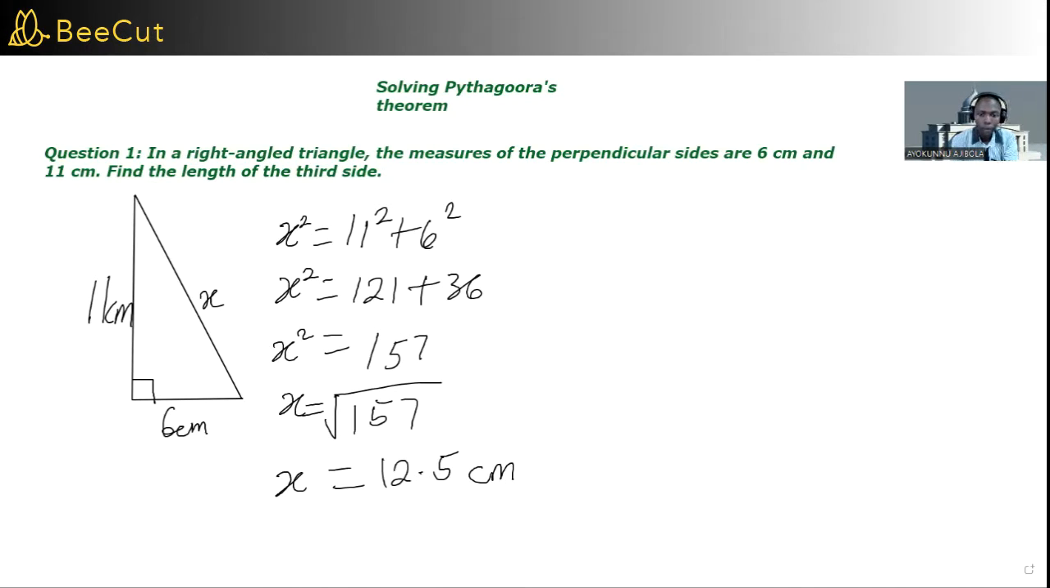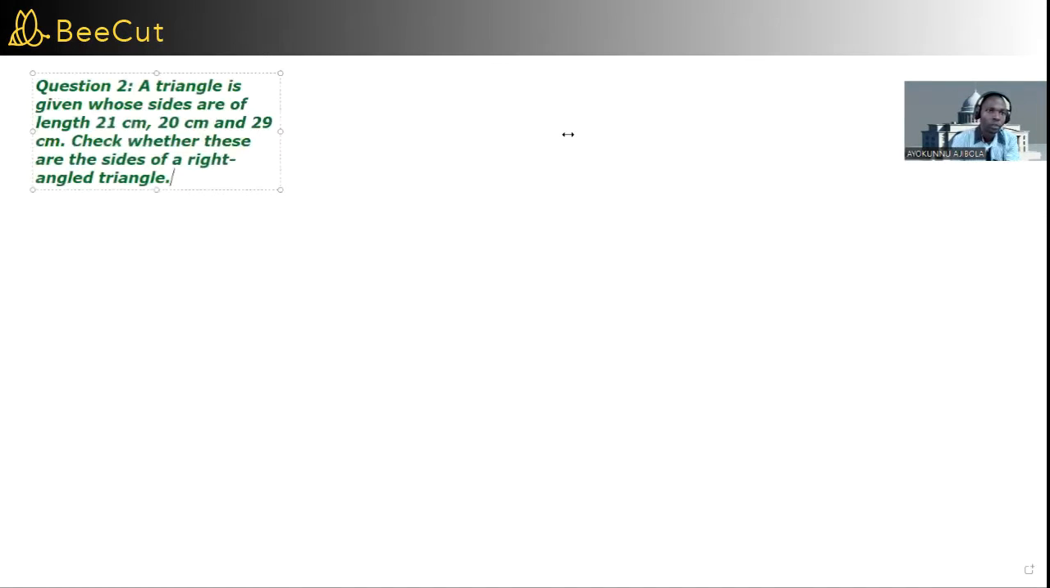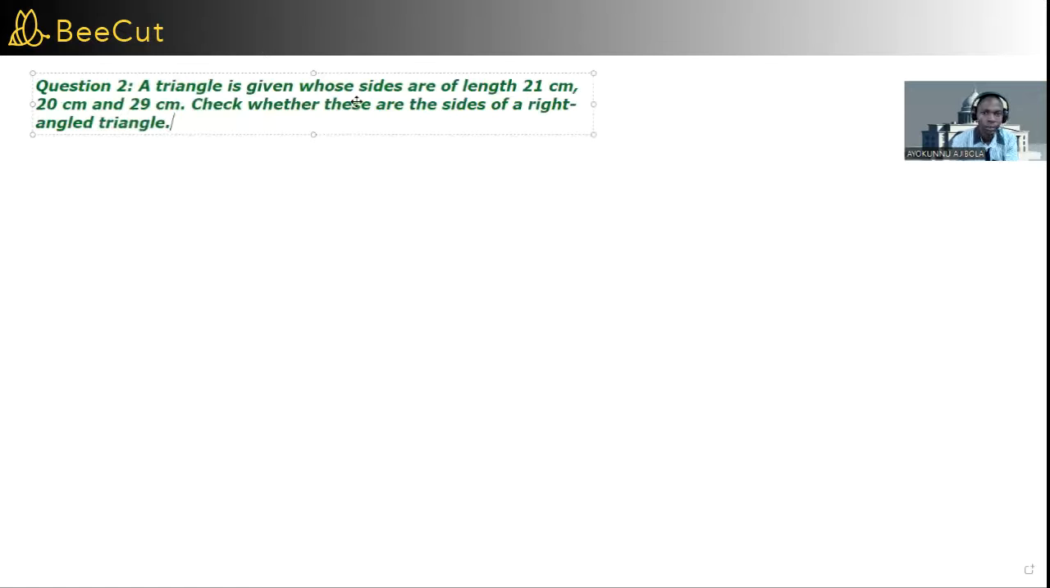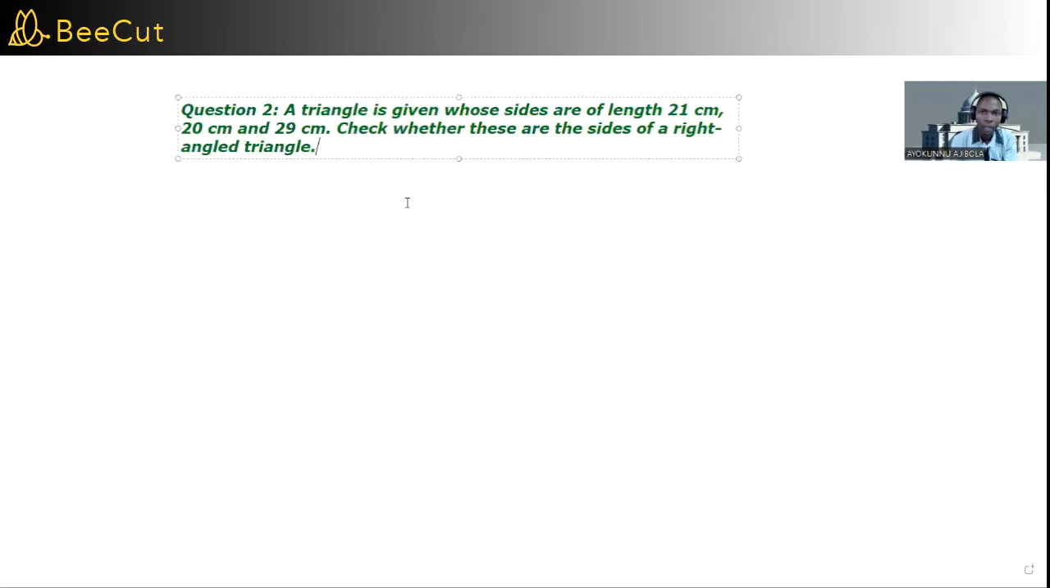Let me clear the screen. The next question, question 2. The second question says, a triangle is given whose sides are of length 21, 20 and 29. So check whether these sides are those of a right-angle triangle. You're just going to check whether these lengths follow Pythagoras.